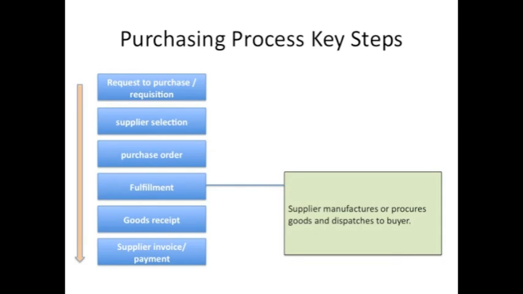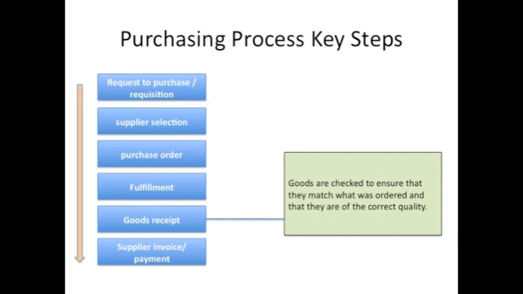Once the order has been received and accepted, the supplier will then either manufacture the materials, issue the materials from stock, or buy the materials in before shipping to the buying organization. The time taken between receiving the order and dispatching the goods is called lead time.